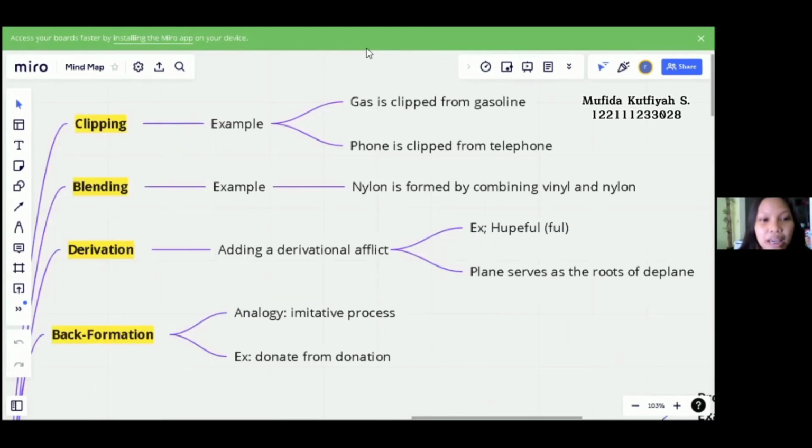The first is clipping. Clipping is deleting a section of a word to create a shortened form, as the word implies. Examples of clipping: gas is clipped from gasoline, and phone is clipped from telephone.